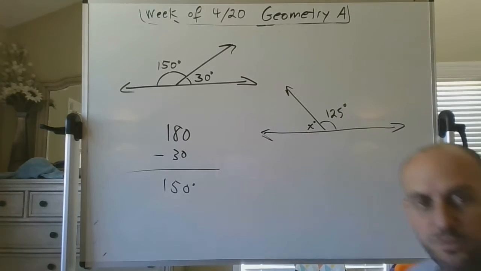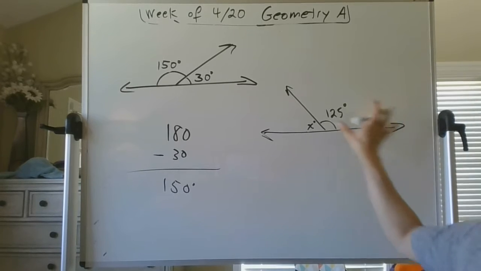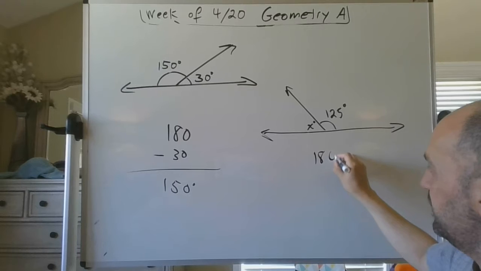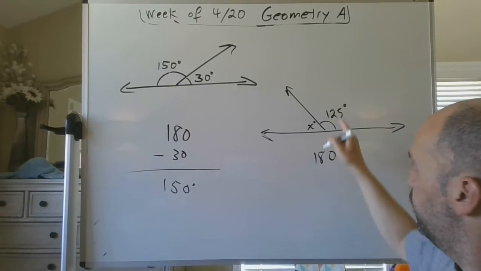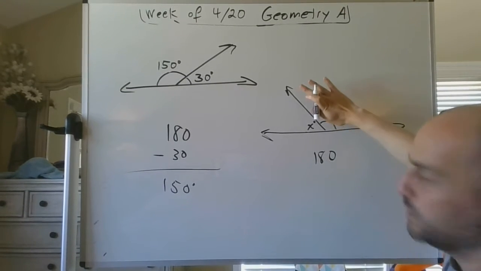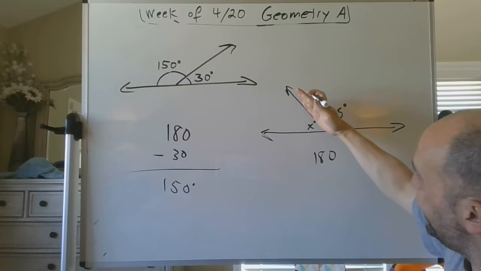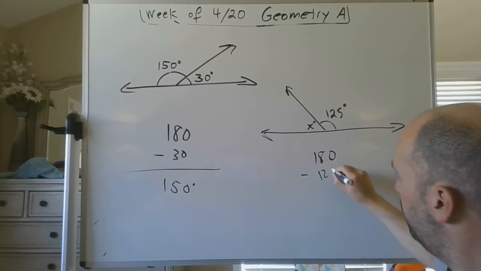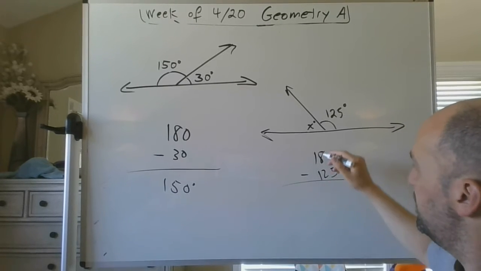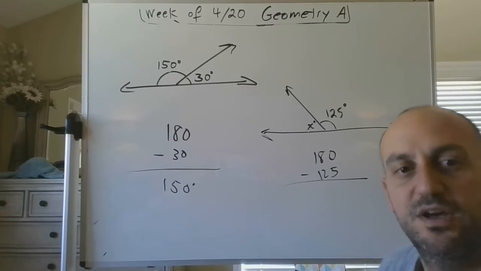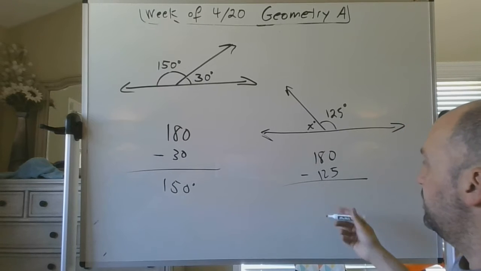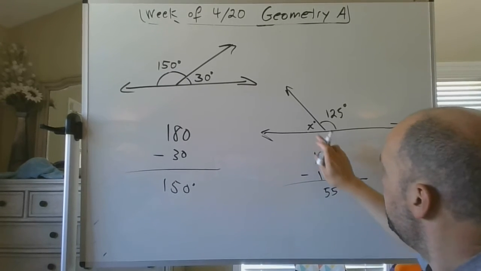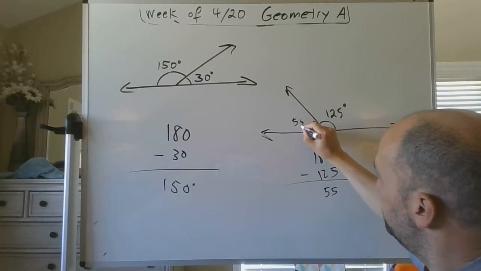There are two ways you can do this. You know the entire straight angle is 180 degrees, and I already gave you 125. If I were to subtract or cut out this 125, what would I be left with? We're going to do 180 minus 125. Of course, you can use a calculator. Either way, your answer is going to end up being 55 degrees.